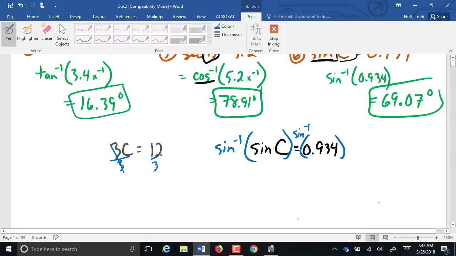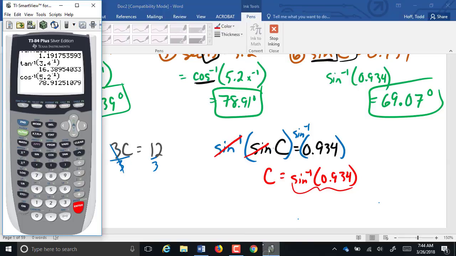So we do the inverse sine of each side. Inverse sine and sine cancel out. That gives us that C is equal to the inverse sine of 0.934. And we just calculate that on our calculator. Since that is a sine, it's just second sine to get inverse sine. 0.934 is the 69.07.